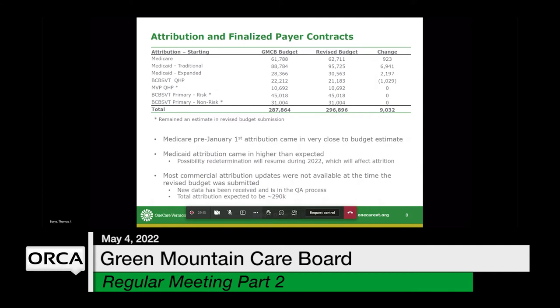I'd like to note that for MVP QHP and the Blue Cross primary programs, at the time the budget revision was submitted, we did not have attribution updates. We have since received some data. It suggests that all the attribution numbers here are going to be just a little bit lower than what we anticipated. So I think once the QA process is complete, we'll probably be right around the 290,000 lives range for total attribution to OneCare Vermont.